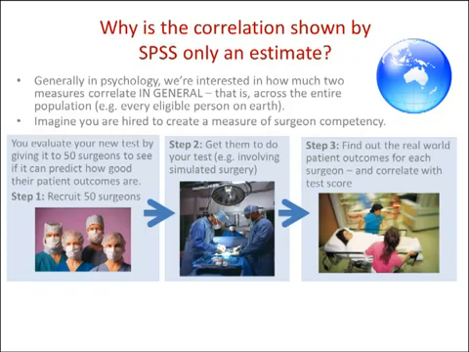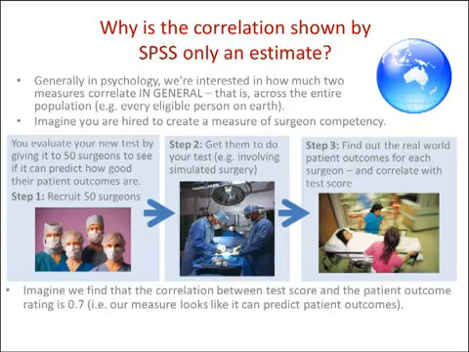Then the third step is we see how they actually do in the real world. So we follow up each of these surgeons and document their real world patient outcomes and come up with a score of how good they actually are as a surgeon, and then we correlate that real world outcome with their test score in our simulator, to see whether what they're doing in that simulator is a good prediction of what they would do in the real world. So imagine we do all that and the correlation between the test score and the patient outcome rating is 0.7, so we'd be pretty pleased with that. It looks like our measure can predict patient outcomes to a reasonable degree, that is, our measure is measuring surgeon competency.